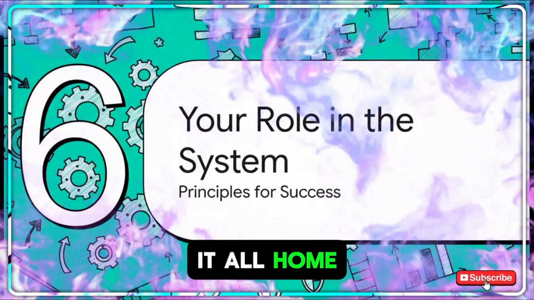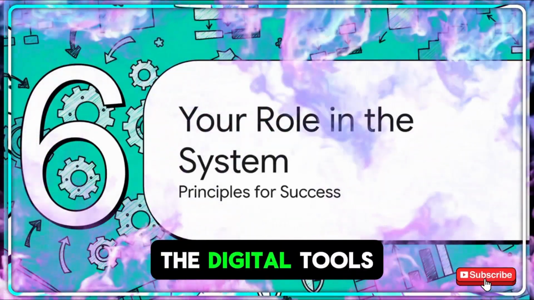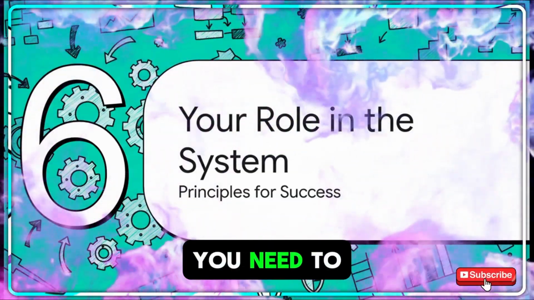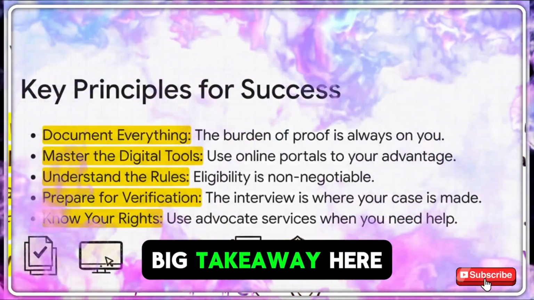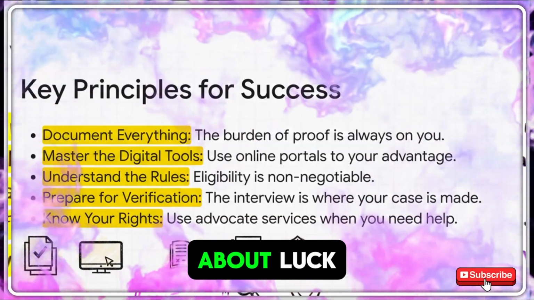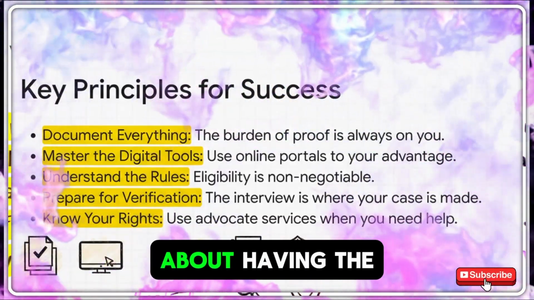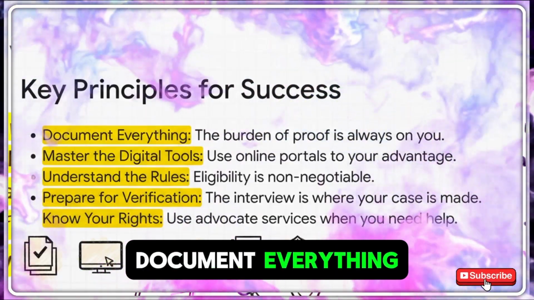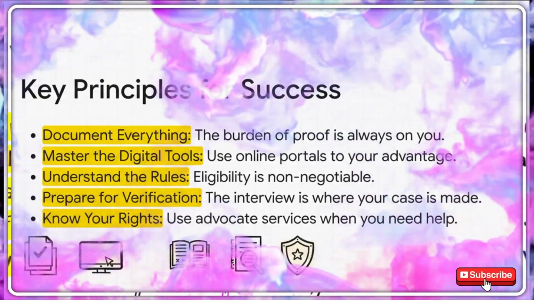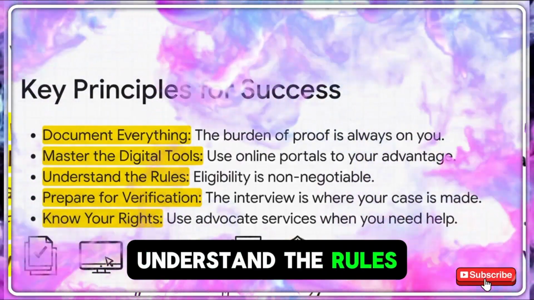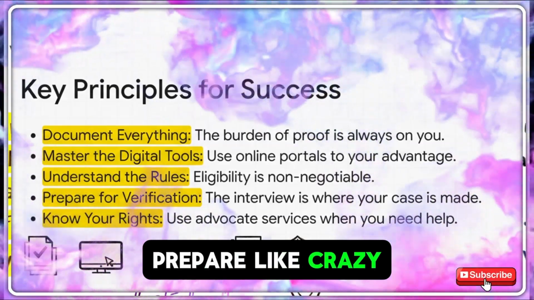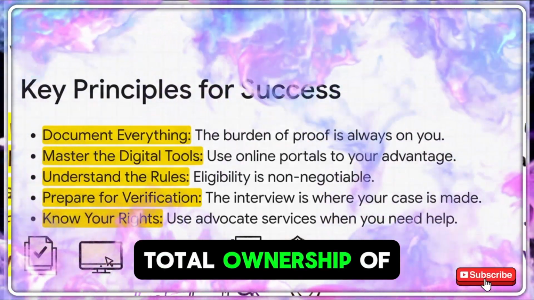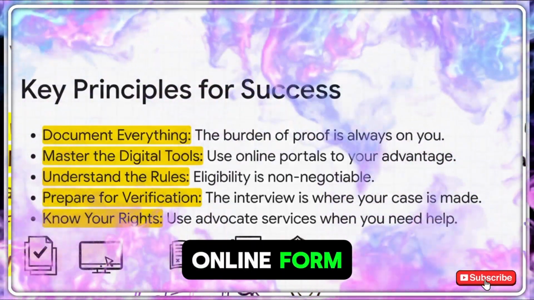So let's bring it all home. We've talked about the rules, the digital tools, the interviews. Now let's boil it all down to the key principles you need to succeed. So, what's the big takeaway here? Look, success with this stuff isn't about luck. It's not random. It is all about having the right strategy, a mindset built on these 5 key ideas. Document everything because the burden of proof is on you. Master the digital tools, understand the rules inside and out, prepare like crazy for that verification interview, and know your rights. It's about taking total ownership of your case, from that first online form all the way to the finish line.